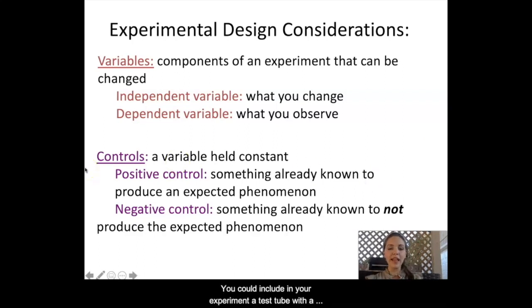So you could include in your experiment a test tube with a sugar water solution, for example. You already know that there's sugar in that solution. This would be the positive control. So when you add Benedict's to this, you know it's going to change color. In this example, you also want to make sure that Benedict's is only changing color when it should change color. So maybe you have a test tube with only water in it. You would expect no color change because there's no sugar in that solution, right? It's just water. This would be the negative control.